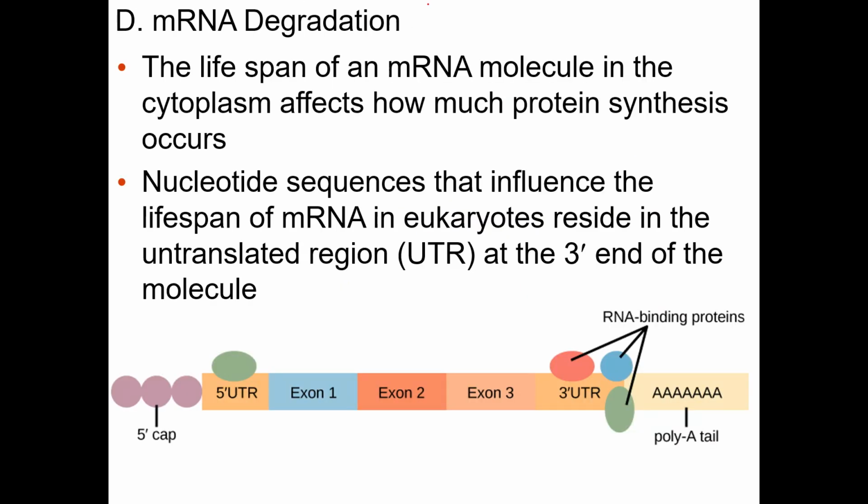Another way that you can control which proteins are made is mRNA degradation. That means, does the mRNA last for a few minutes and then get degraded right away, or does it last for a few hours or maybe a few days? And here is the piece of mRNA that's going to get translated into a protein.